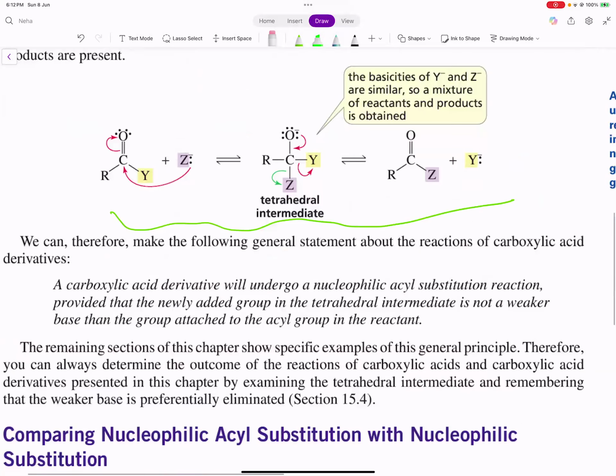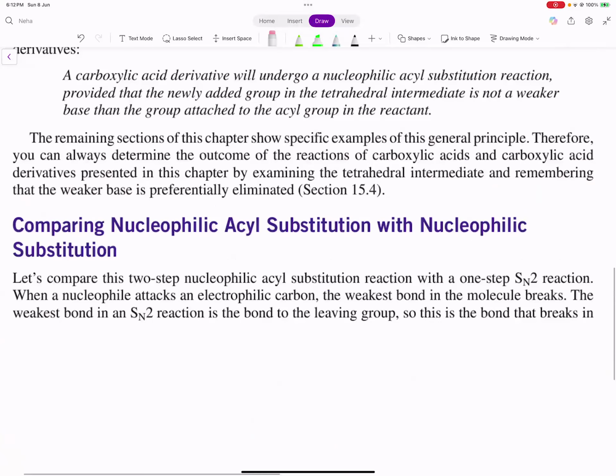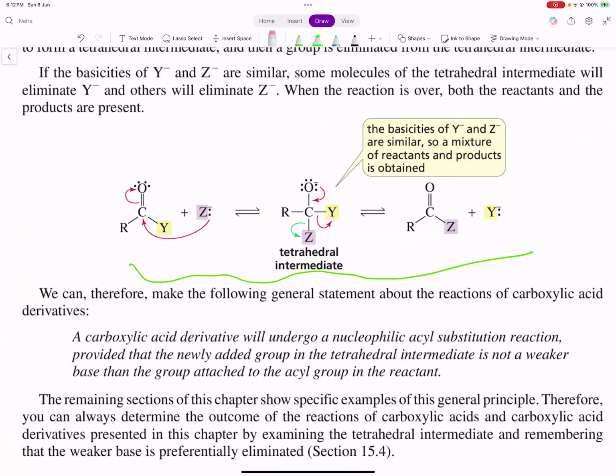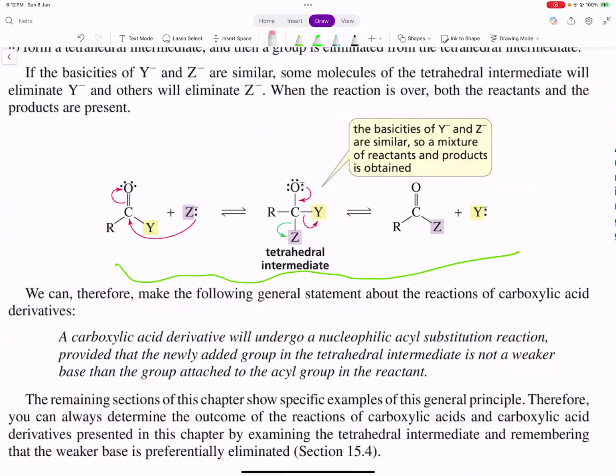When it's weaker, it shows that Z attaches and Z only leaves. So if it's weaker, why is it attaching? Because the collision will always happen. It just collided and then it went back. It collided, it went back, nothing happened. But it will obviously collide.